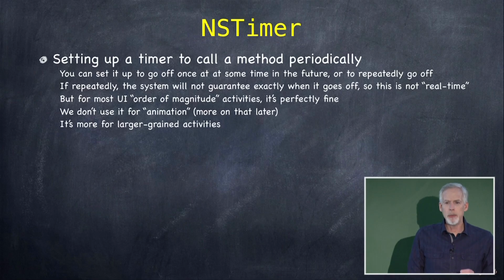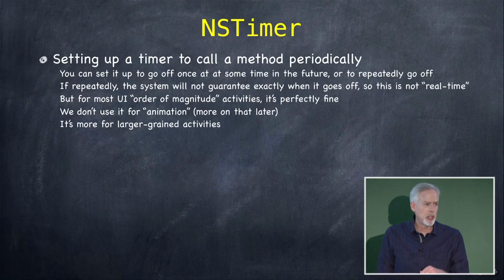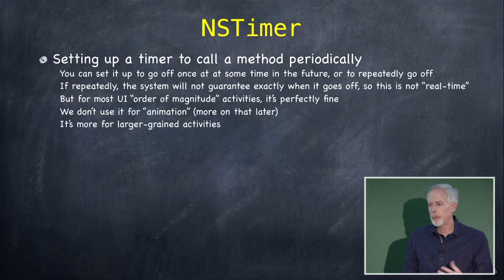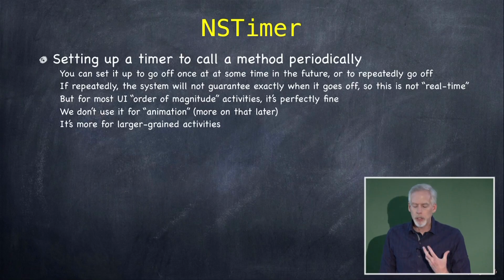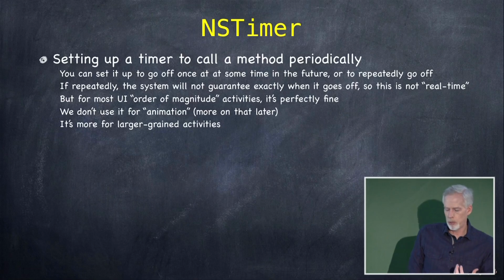It's not a real-time timer. This is not a real-time operating system. You've got that main queue. Other blocks might be executing off that main queue, and so the timer's trying to execute, but it can't because it's busy. So it could be off a little bit, but it's generally going to try to call this method when you say.